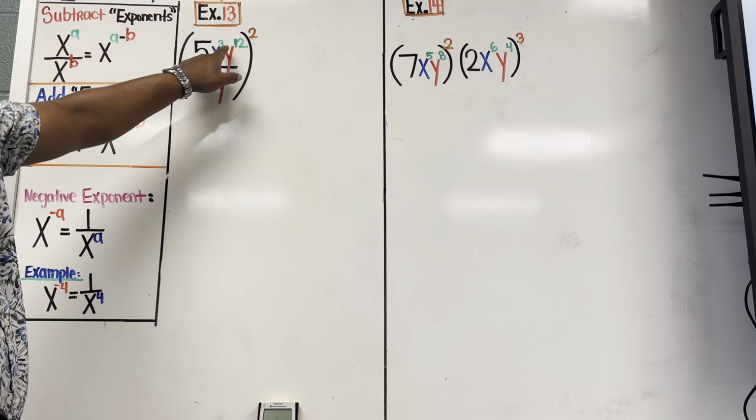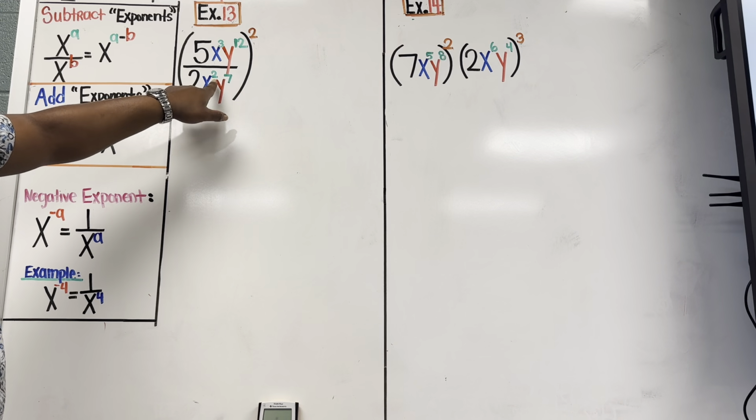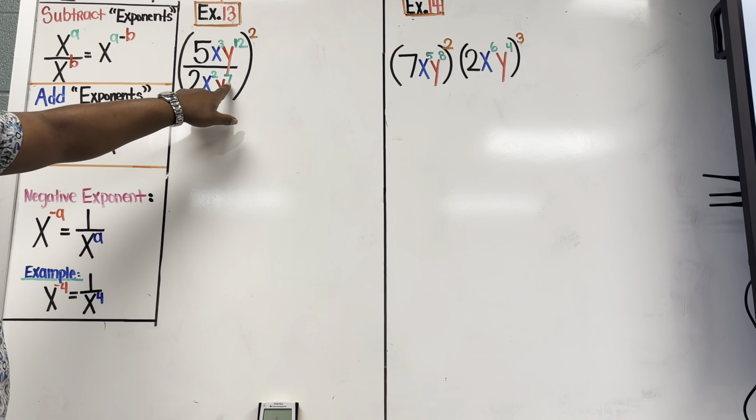Today we're going to be focused on laws of exponents, and we're going to focus on example 13. Example 13 reads: parentheses, 5x to the third power, y to the 12th power, divided by 2x to the second power, y to the seventh power, parentheses close, all to the second power. If you notice, guys, we have that outside exponent, where everything inside is going to be to the second power of whatever it already is. So let me go ahead and start that process.